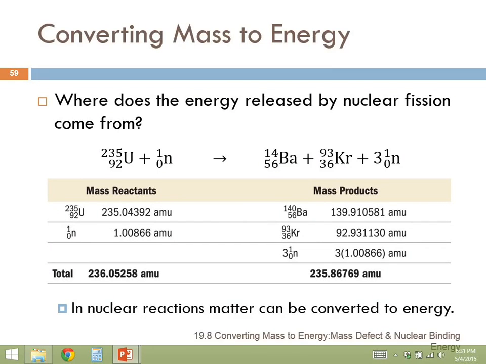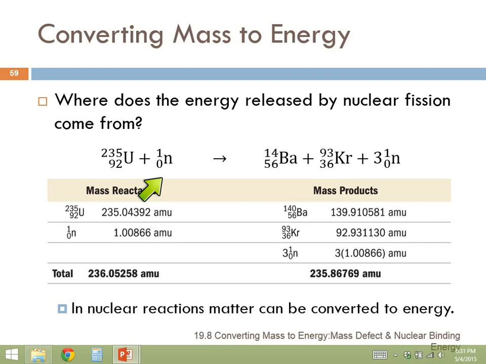We are on section 19.8, converting mass to energy. So we talked about nuclear fission last week and the tremendous amount of energy that gets released when you split an atom. Where is that energy coming from? Because it has to come from somewhere, right? So here is the fission reaction for uranium-235.